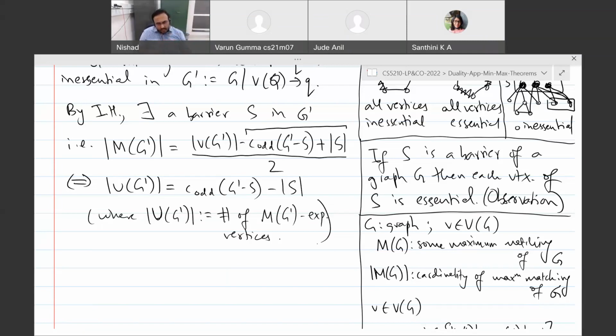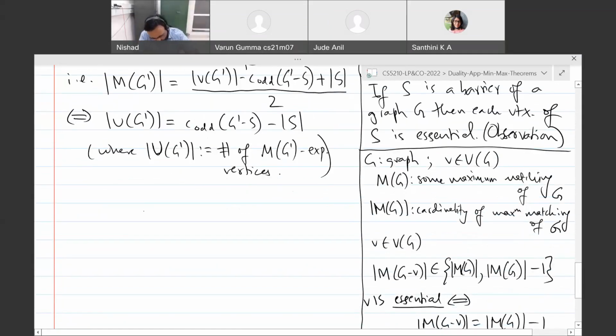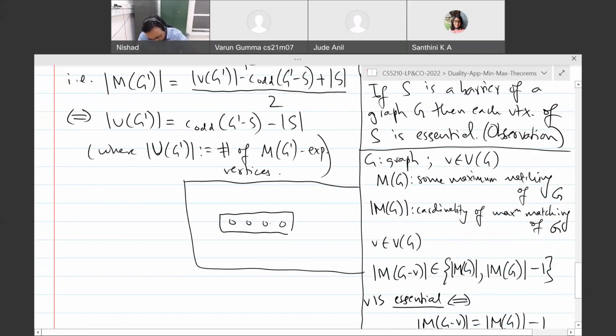All right. So now I want to prove to you that the number of exposed vertices in the original graph is also the same quantity, where I need to replace G prime by G, of course, because we are going back to the original graph. So let's make a drawing. What does the drawing look like? We are looking at a smaller graph G prime, and we have some barrier over there, S. We have some odd components, and we have some even components, and we have a vertex little q.